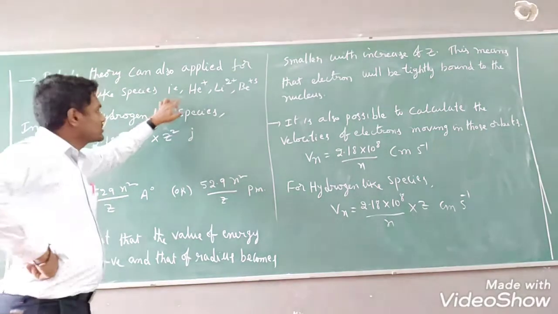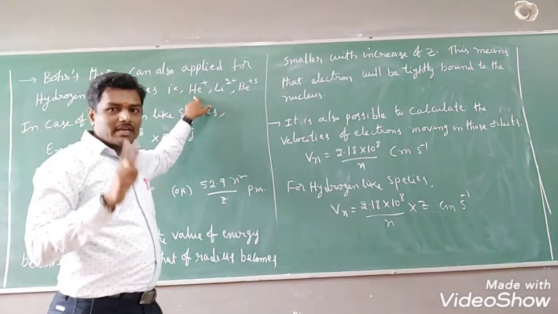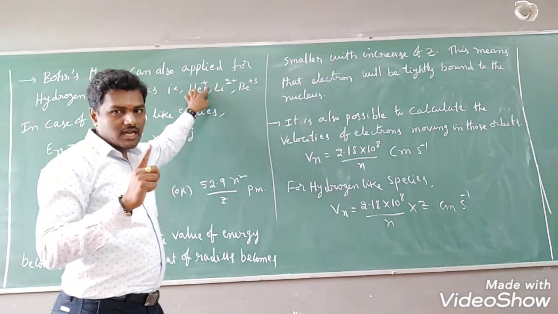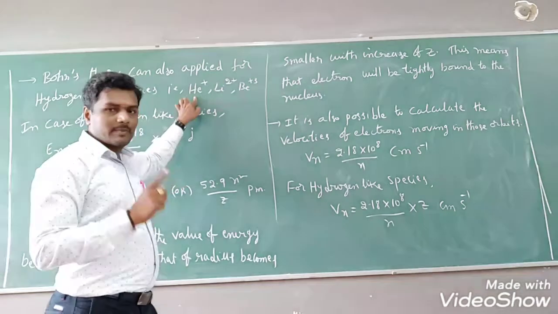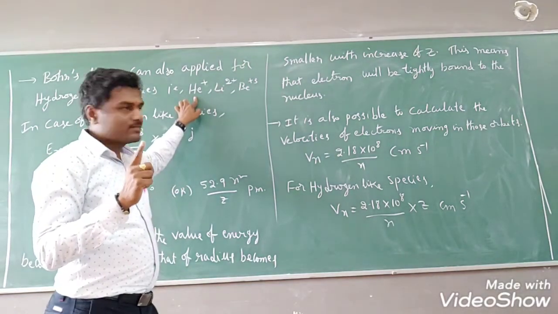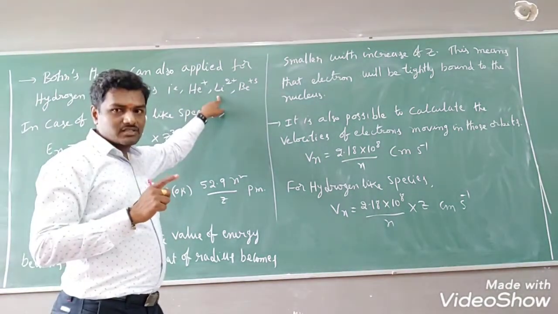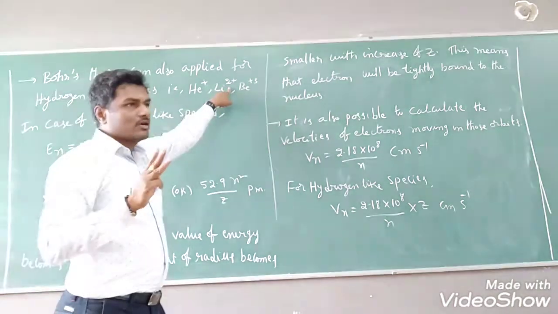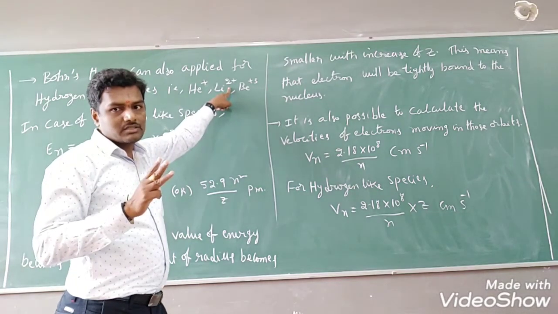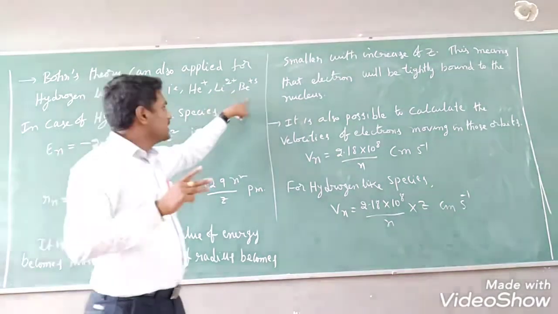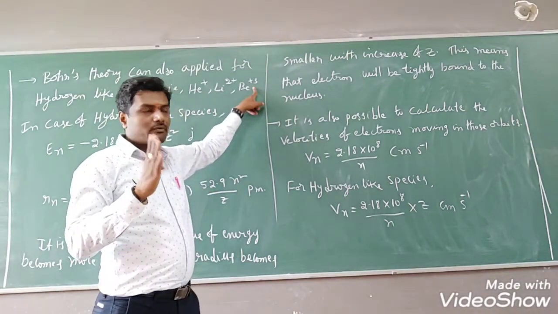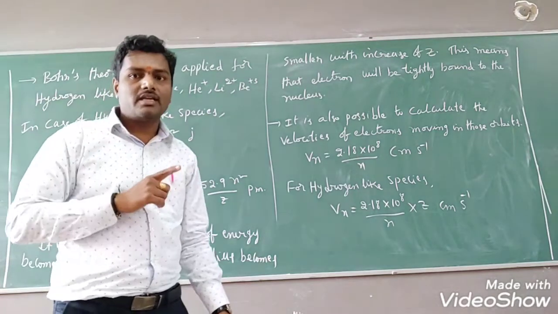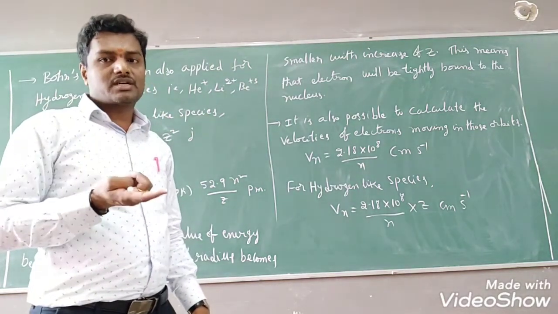One-electron containing species we can also call hydrogen-like species. Suppose you take He+. Helium's atomic number is 2, but the positive charge indicates loss of an electron: 2 minus 1, so He+ contains only one electron. Similarly Li2+: lithium has atomic number 3, but dipositive means 2 electrons lost, 3 minus 2, 1 electron. Be3+: beryllium atomic number 4, 4 minus 3, 1 electron. So all these species contain one electron.